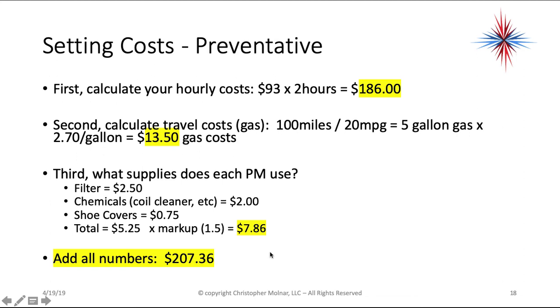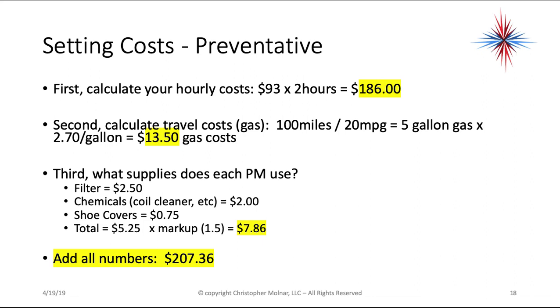Now, the reality is, if you go to someone's home and charge them $207 for a preventative visit, it's not going to happen. Okay, but you have to remember part of a preventative visit is building a relationship with the customer in order to possibly get future replacement work, possibly get that future service work, possibly get a new construction project, and possibly grow your business that way.